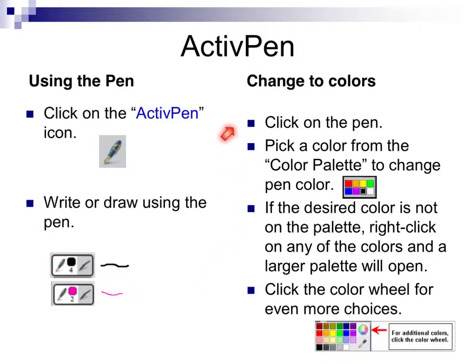To change the colors, you will click on the pen. You will pick a color from the color palette to change the pen color. If your desired color is not on the palette, right-click on any of the colors and a large palette will open. You can do this from your pen at the board. You will push the button that is on the pen. On the older pens, it is orange. On the newer pens, it's kind of a gray button. You will push that, and then you can click the color wheel for even more color choices for your Promethean.